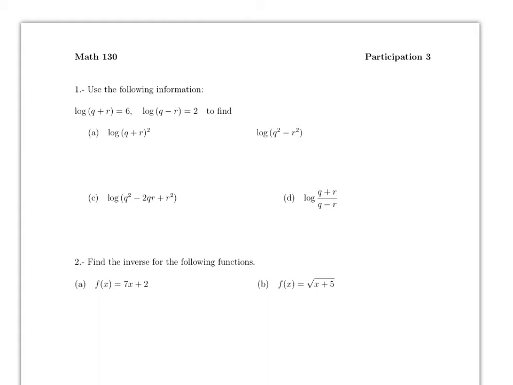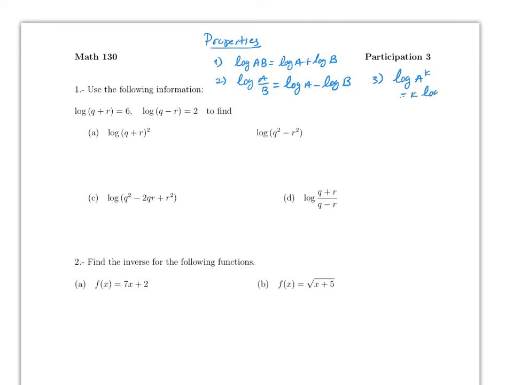Alright, so here for question number 1, we need the following properties for the logs. Remember, property 1 says the following: the log of A times B becomes log of A plus log of B. The second property says that the log of A over B is equal to log of A minus log of B. And the third property says that log of A to the K is equal to K log of A.